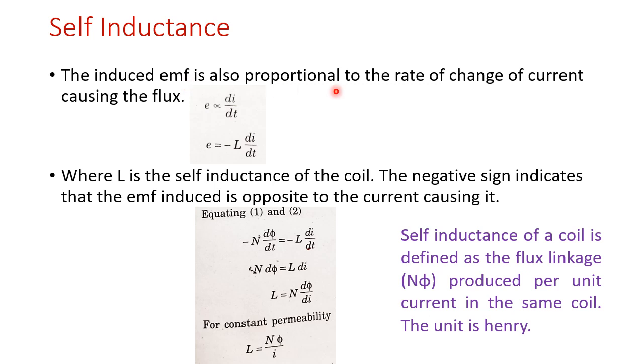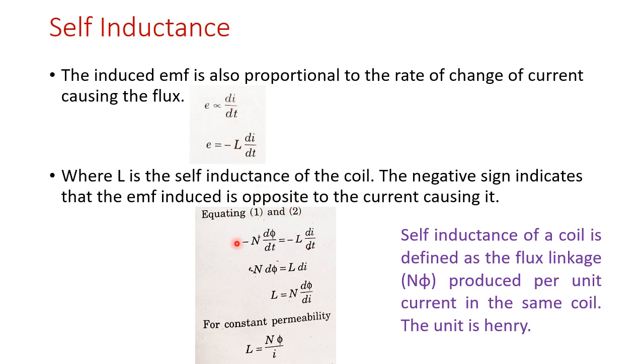Now, the induced EMF is also proportional to the rate of change of current. Earlier we saw it is proportional to the rate of change of flux, but the flux is proportional to the current. Therefore, the induced EMF is also proportional to the rate of change of current causing the flux, and E is equal to minus L into di by dt. L is the proportionality constant, the self inductance of the coil. The negative sign indicates that the EMF induced is opposite to the current causing it. Next, equating 1 and 2.